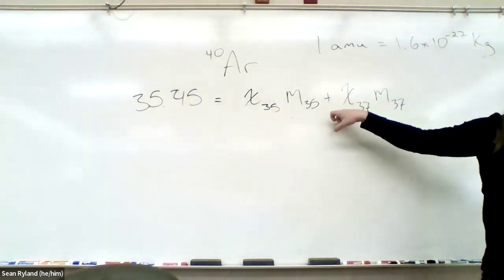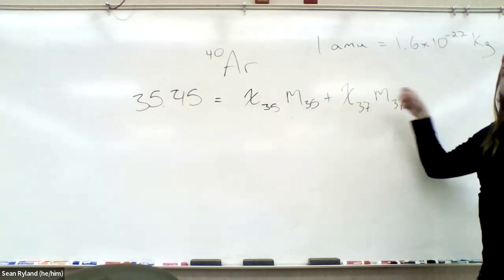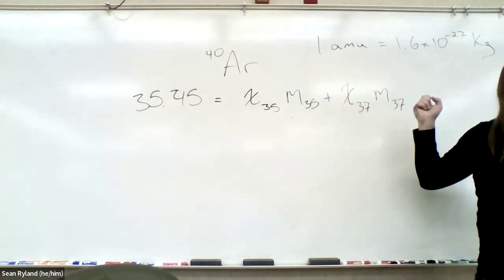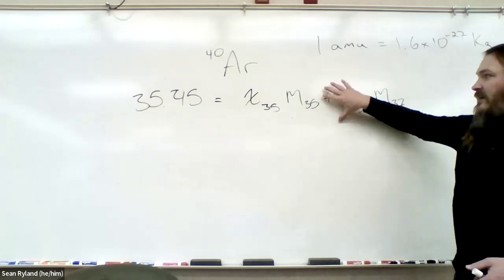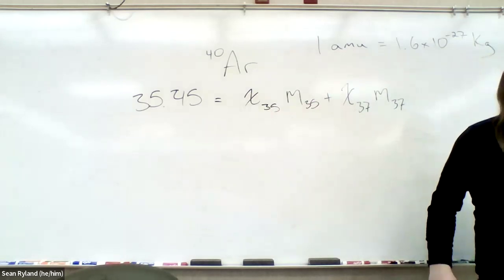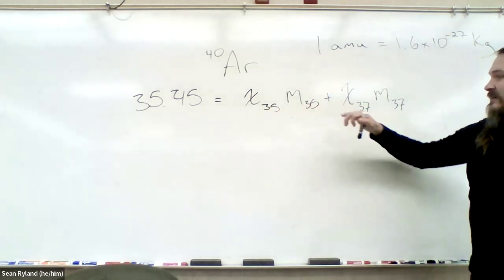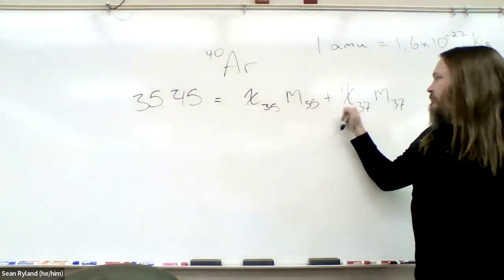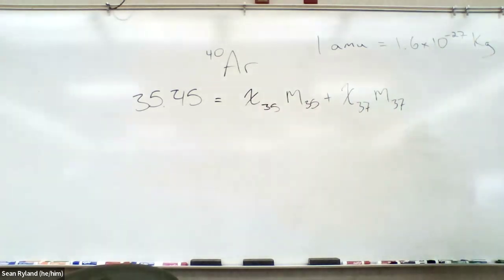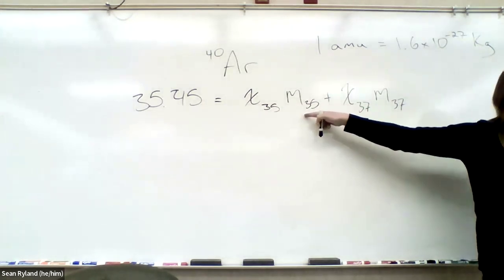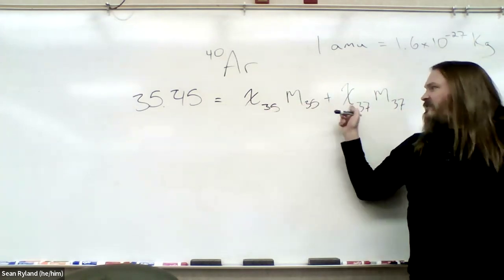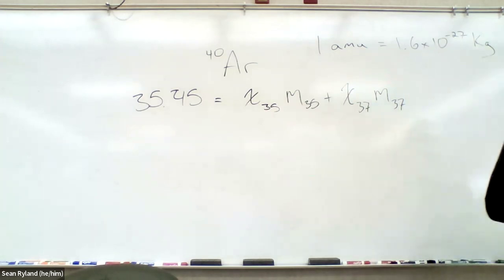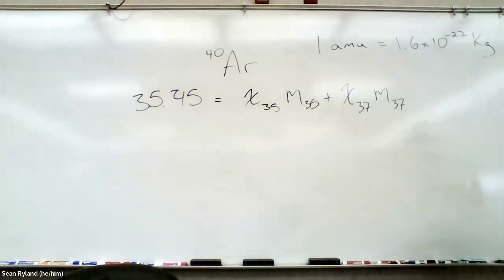If there's more than 2 isotopes commonly found on Earth, though, you might actually have 3 terms. If there's only 1 isotope commonly found on Earth, then you basically only have 1 term, and your chi is just 1. Right? In this case, though, if we want to know what these numbers are, we can start plugging stuff in. We know M35 is 35 within sig figs. We know M37 is 37 within sig figs. How can we figure these 2 out? We still have 2 variables to solve for.